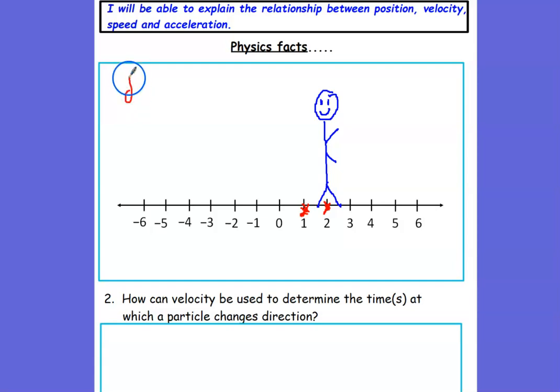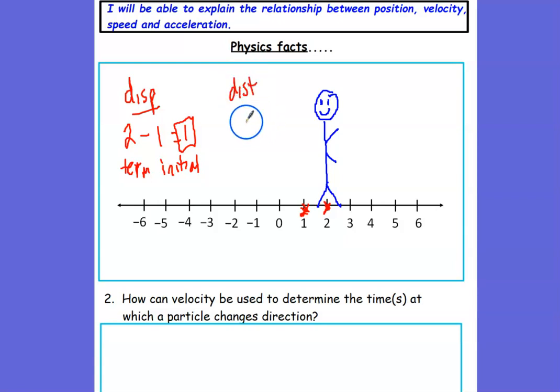So his displacement, the way that we're going to find displacement is this. His terminal position is 2, minus his initial position is 1. 2 minus 1 is 1. So his displacement is positive 1, meaning he is 1 unit to the right of where he started. But remember, the distance traveled was 7 units, because he went 4 units to the right, 3 units to the left, so the distance and the displacement in this particular case are not the same.